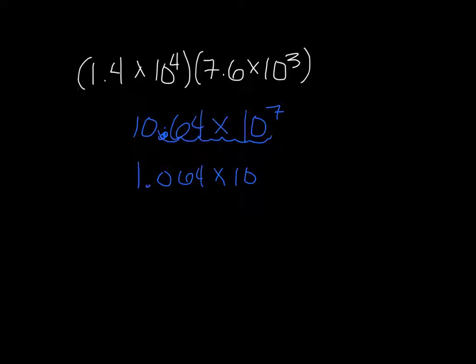But now I have to move it another place. So that means I need it to be an 8, because I have to move it one more place to get to the answer. I have all the 7 right here, and then I have that extra place that I moved it. So this is actually my answer, 1.064 times 10 to the 8th.